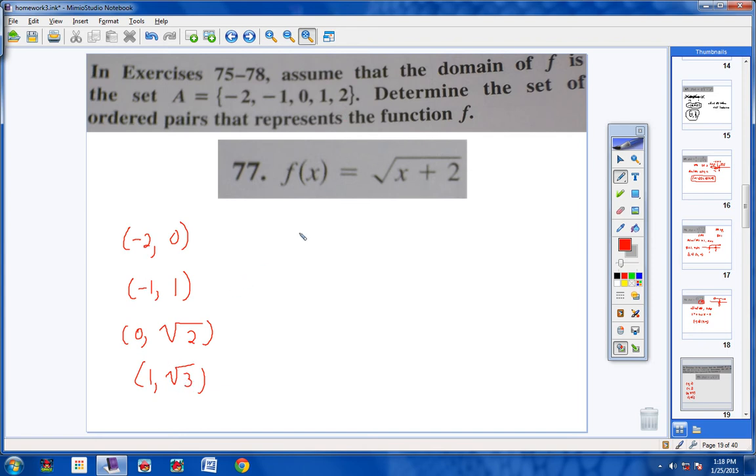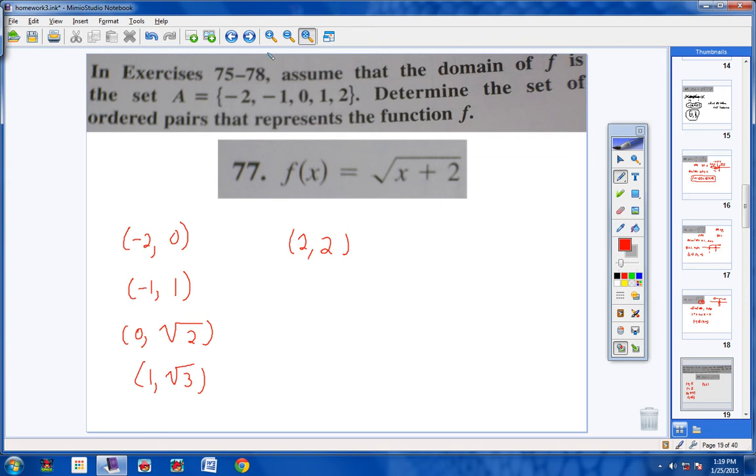And lastly, we're going to put 2 in for x. Let's see, 2 plus 2 would be 4. And the square root of 4 would be 2. Okay. So, put a 2 in for x. 2 plus 2 is 4. Square root of 4 is 2.